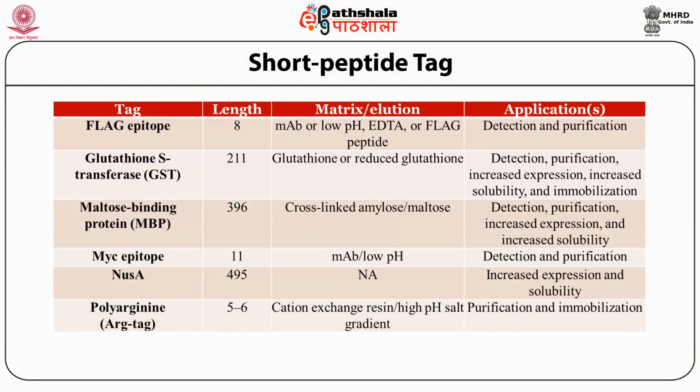In continuing with our list of short peptides, the very first one is a FLAG epitope, which is a very short tag. It's 8 amino acids in length, and the matrix is monoclonal antibody, and it can be eluted in presence of low pH buffer, EDTA or FLAG peptide. It's used in detection and purification.